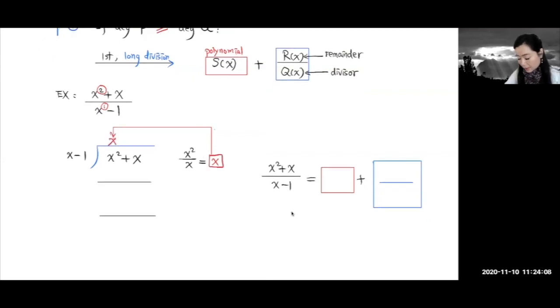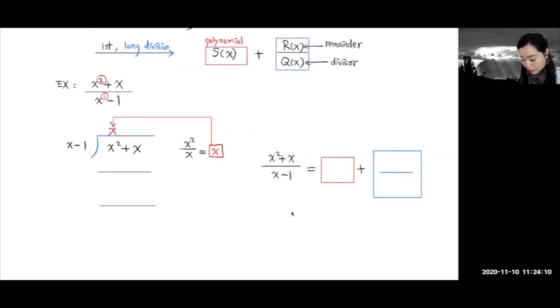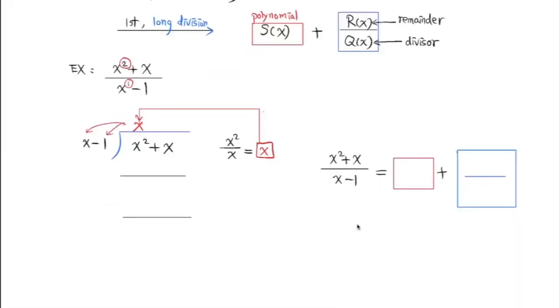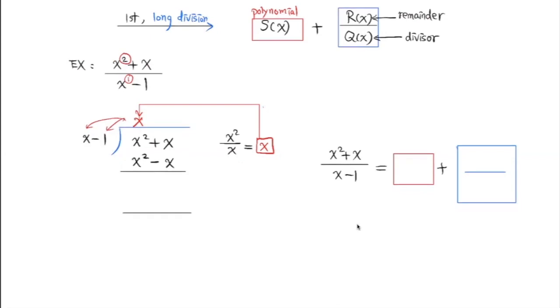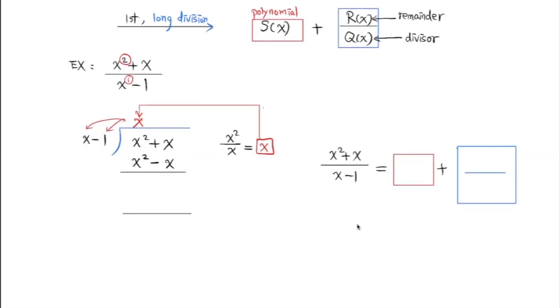Now you're going to distribute. Just like how you do division for a number, multiply x with x, you get x squared, and x times -1 is negative x. After that you subtract. Subtracting over here, the x squared terms cancel. x minus negative x gives you 2x.